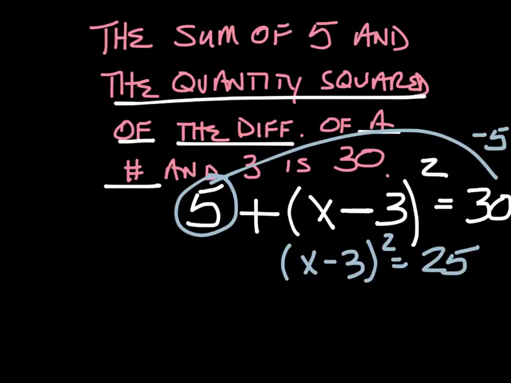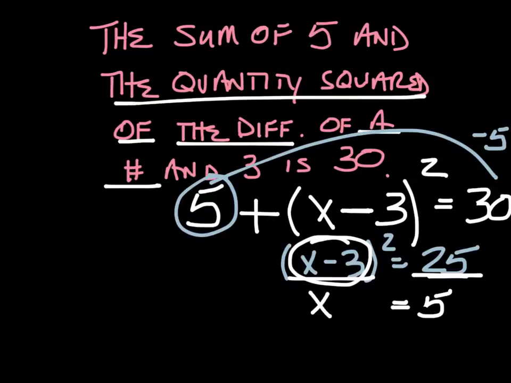25. Do you know how to find a square root on the calculator? Whenever you have a quantity squared on the left like that, you're going to find the square root of 25. What is the square root of 25? 5. That means whatever is inside of these parentheses must be equal to 5. So you drop the parentheses and the square and just set x minus 3 equal to 5.